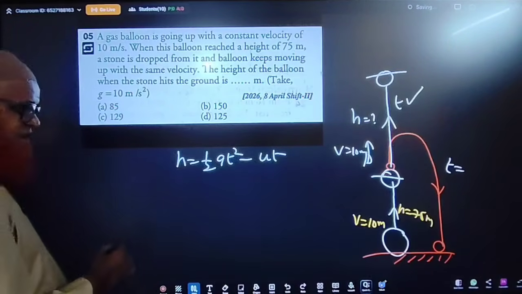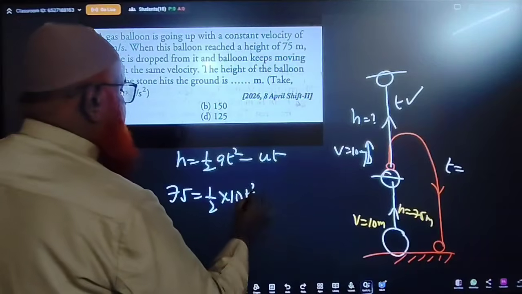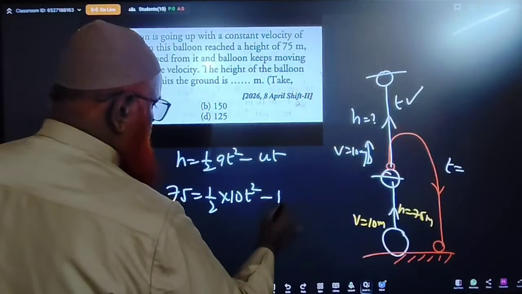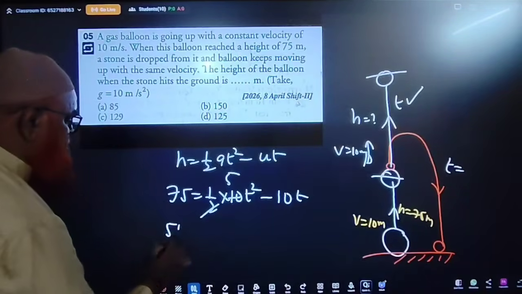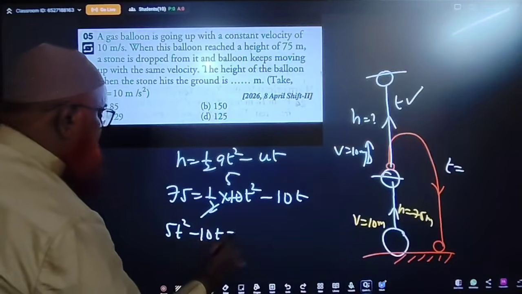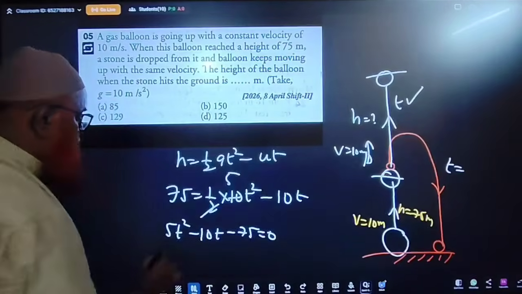So what is this now? H is 75, half into 10 into t square minus u is 10 into t. So 2 ones, 2 5s. So this is 5t square minus 10t minus 75 is equal to 0. Okay. So then what happens?